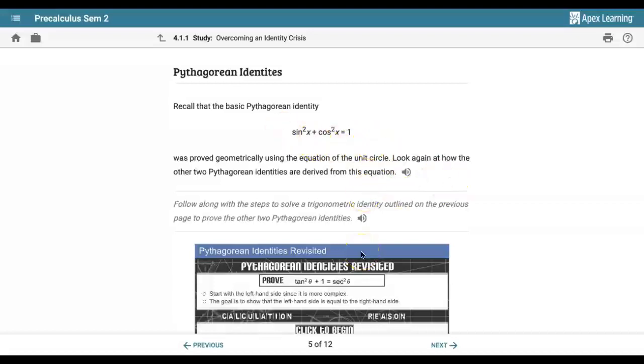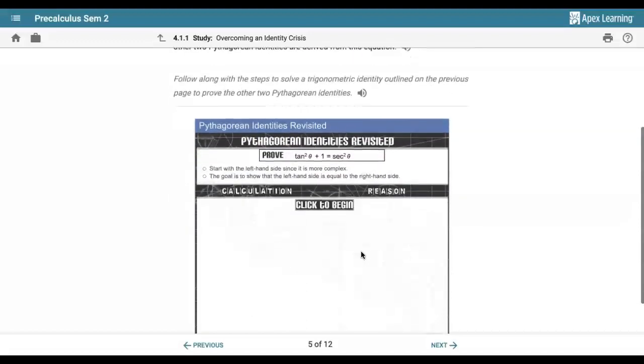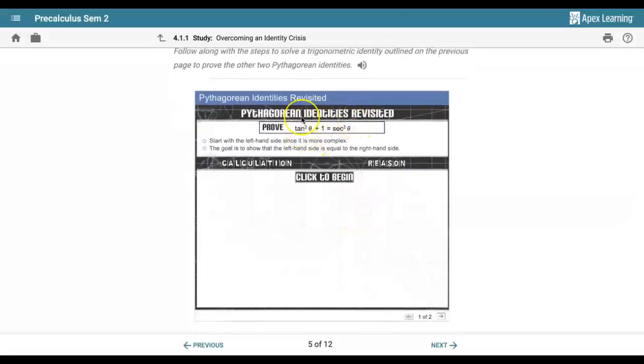So what we can do then is look at our other Pythagorean identities. We start with our Pythagorean identity, tan squared theta plus 1 equals secant squared theta. And one of the tricks there was to start with the side that was more complicated. So we're going to start with our left-hand side, since that looks a little bit more complicated. The goal is to end up having this left-hand side look like our right-hand side, which shows secant squared theta.